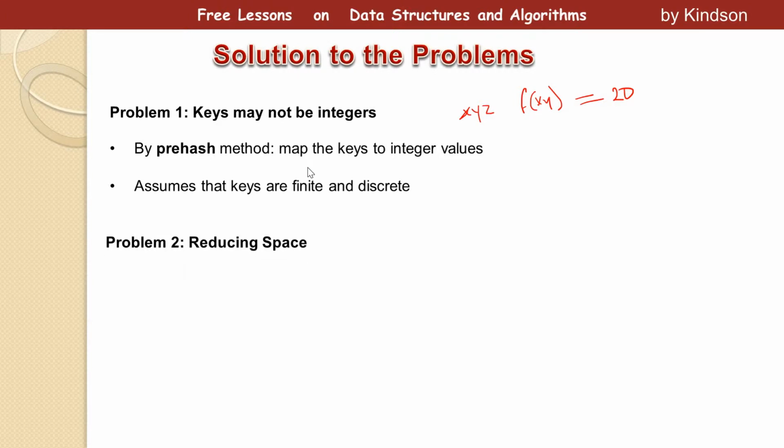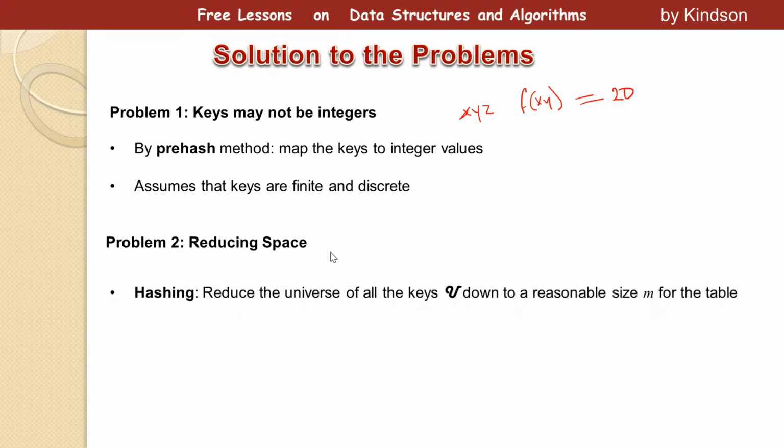The next problem is to reduce space, because we say that simple access tables consume a lot of space. You need to reserve a whole lot of space beforehand. So how do we solve this problem? And that is where hashing comes into place. We need to reduce the universe of all keys down to a reasonable size m using the method of hashing.